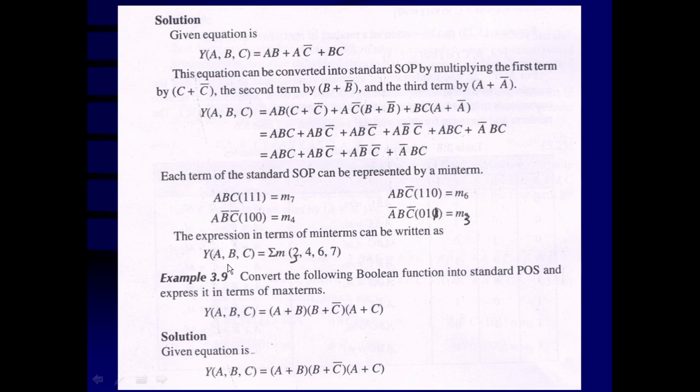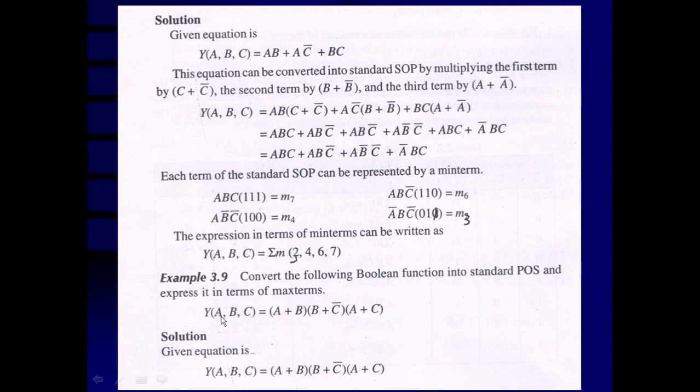And the expression can be written as phi, a function of ABC, equal to sigma small m 3, 4, 6, 7. This way the equation can be represented in terms of the min terms. Next example: convert the following Boolean expression into standard product of sums form, expressed in terms of the max terms. So now we are understanding the max terms.